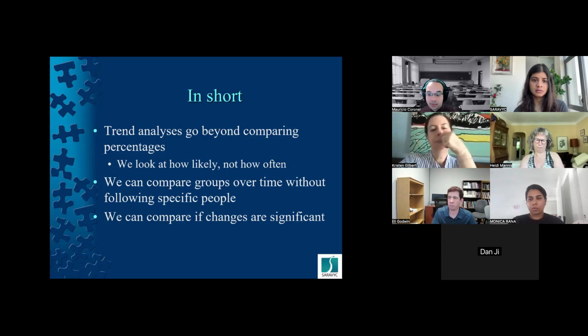With this trend analysis, we're able to compare groups over time without having to follow the same people, because it would be really difficult to do a 20-year trend of our outcomes following high schoolers, since it's difficult to find high schoolers that have been in the same high school for 20 years. We are able to see how likely our outcome is to happen, compare these differences, and check if these are significant differences.